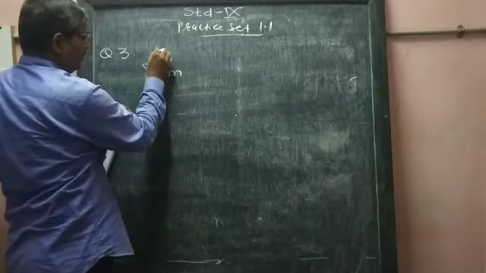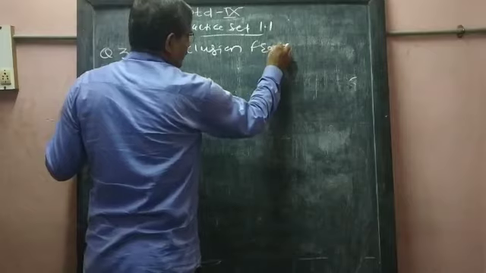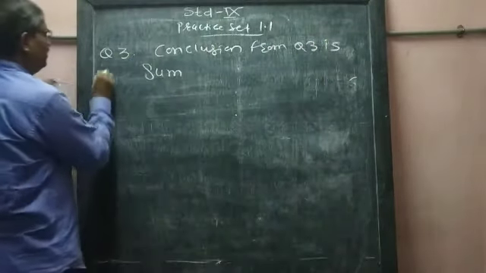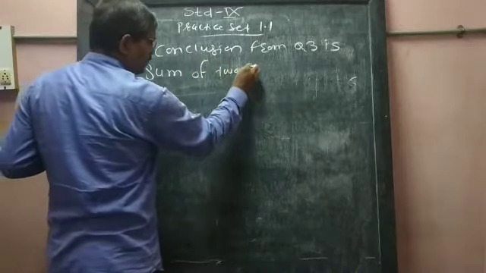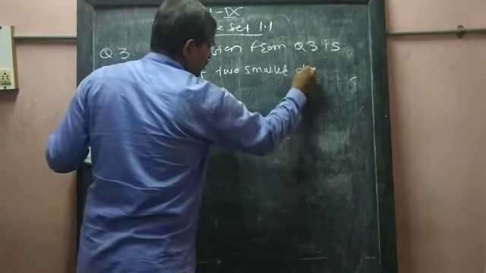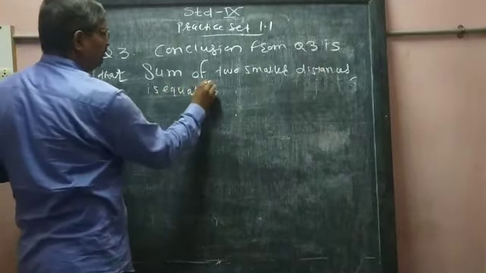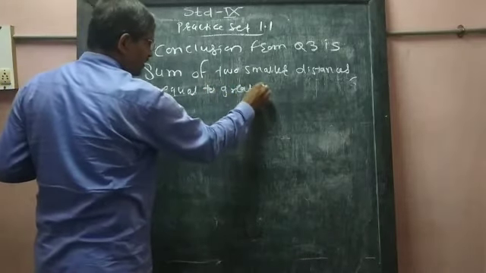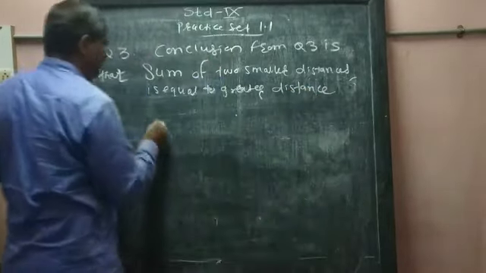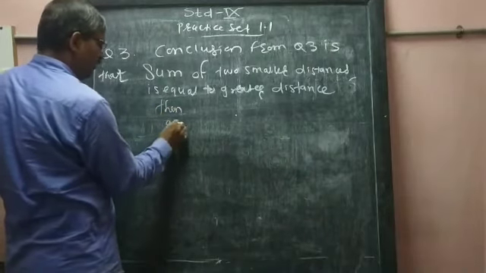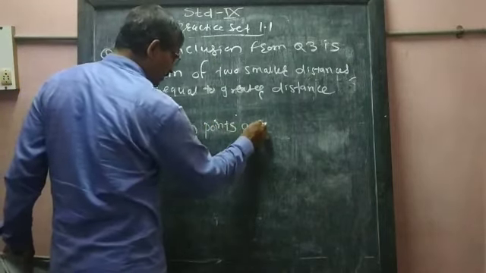Conclusion from question number 3 is that if the sum of two smaller distances is equal to the greater distance, then the given points are collinear.